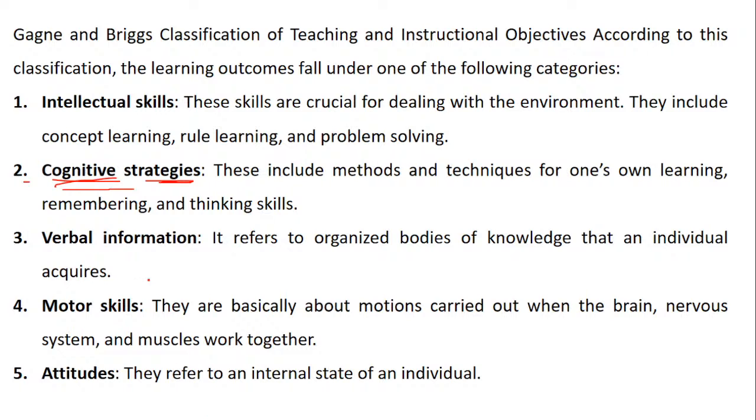Then we have verbal information. It basically refers to the knowledge that an individual acquires. Next is motor skills, wherein your motions, with the help of your mind, your nervous system, and your muscles, work together. And the last one is attitude, that is the state of an individual, how the individual presents himself, with what mental mindset, his own internal state. So this is the conceptual way.